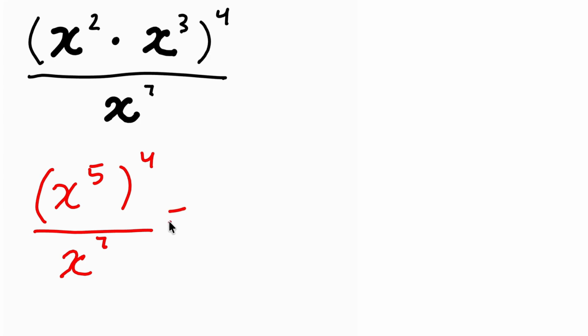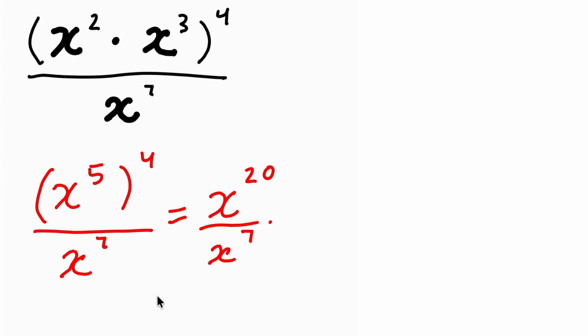Okay, next step. We are still focusing on the numerator. X to the power of 5 to the power of 4. This is the power of a power rule. So now we have to multiply x to the power of 5 times 4, which is equal to x to the power of 20 divided by x to the power of 7.